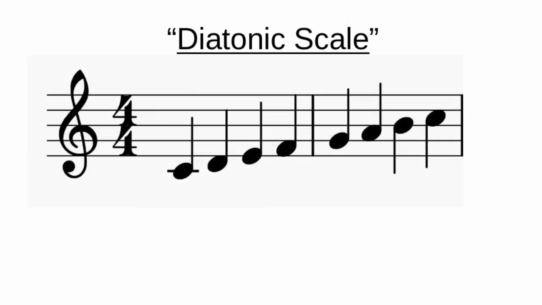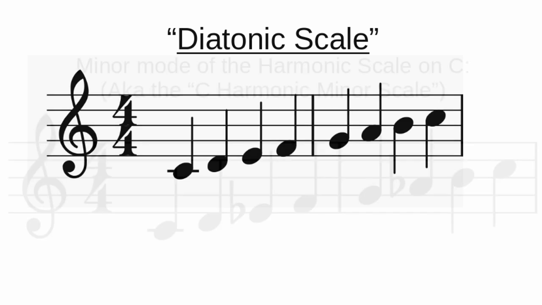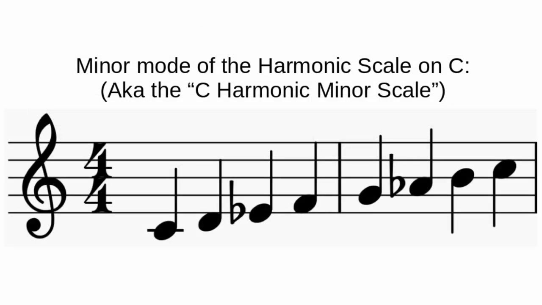Some of the most popular alternatives to the diatonic scale can be described as modified versions of the diatonic scale. For instance, the most common mode of the harmonic scale, which is often referred to as the harmonic minor scale, can be thought of as the minor mode of the diatonic scale with a sharped 7th scale degree.